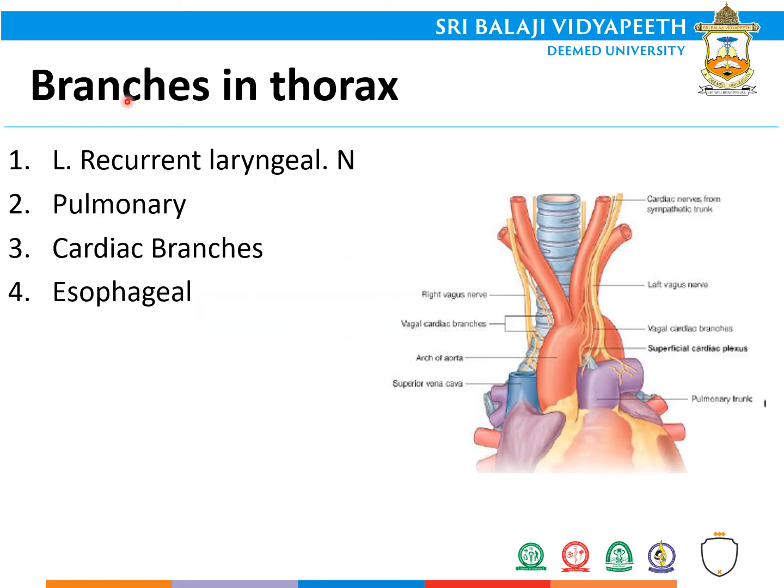So next, the branches of the vagus nerve in the thorax. So the left recurrent laryngeal nerve, as we just saw, emerges by winding around the arch of aorta. And apart from that, there are also pulmonary branches and cardiac branches which arise from the vagus nerve in the thorax. The cardiac branches contribute to the cardiac plexus, and you also have the esophageal branches arising from the vagus nerve.